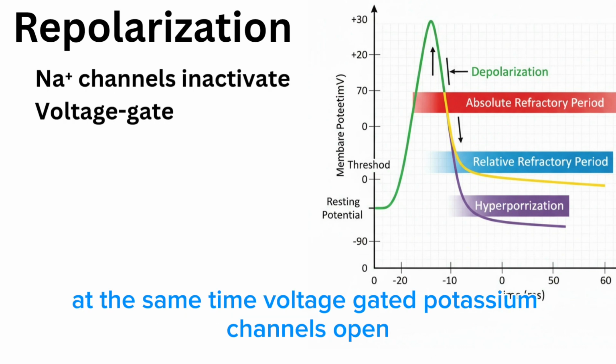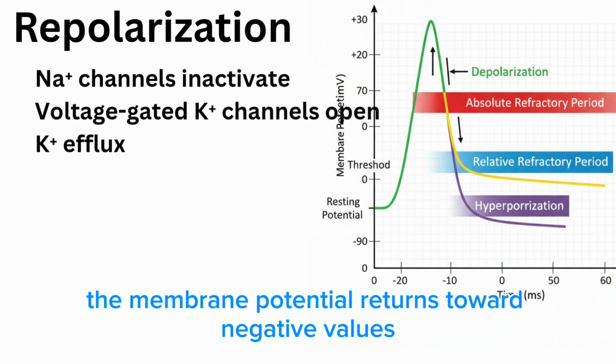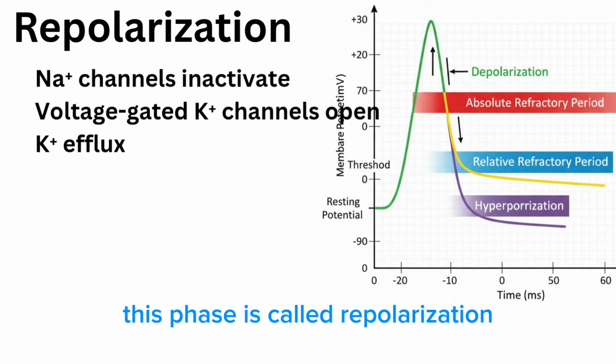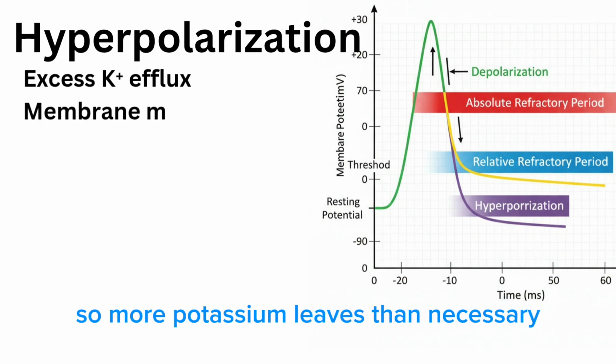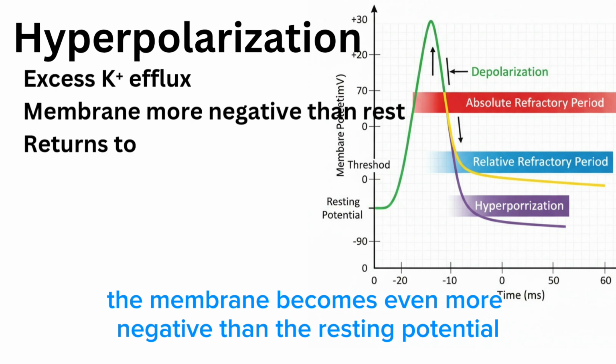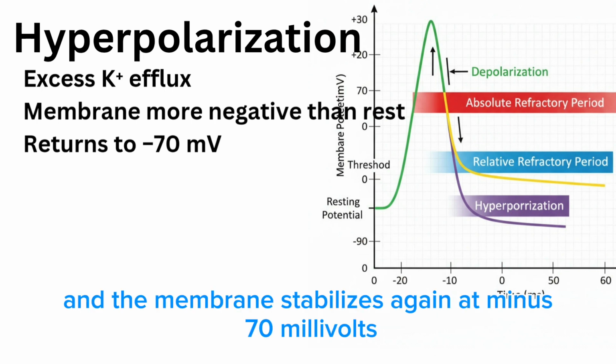At the same time, voltage-gated potassium channels open. Potassium moves out of the cell. The membrane potential returns toward negative values. This phase is called repolarization. Potassium channels close slowly, so more potassium leaves than necessary. The membrane becomes even more negative than the resting potential. This is hyperpolarization. Eventually, potassium channels close, and the membrane stabilizes again at minus 70 millivolts.